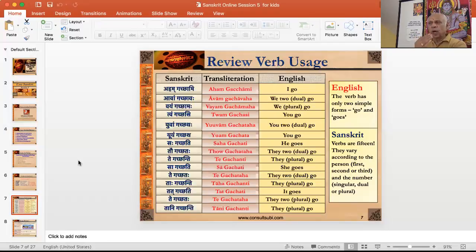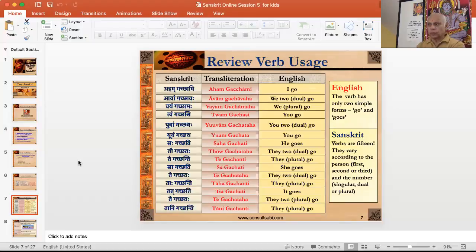So, tvam, yuvam, yuyam. Third person: saha gachati, he goes. Tau gachataha, you two go, or they two go. Te gachanti, they go, plural. Sa gachati refers to she. She goes. Te gachataha, they two go, but feminine gender here. Ta gachanti, plural. They go. Tat gachati. Tat is neuter gender.